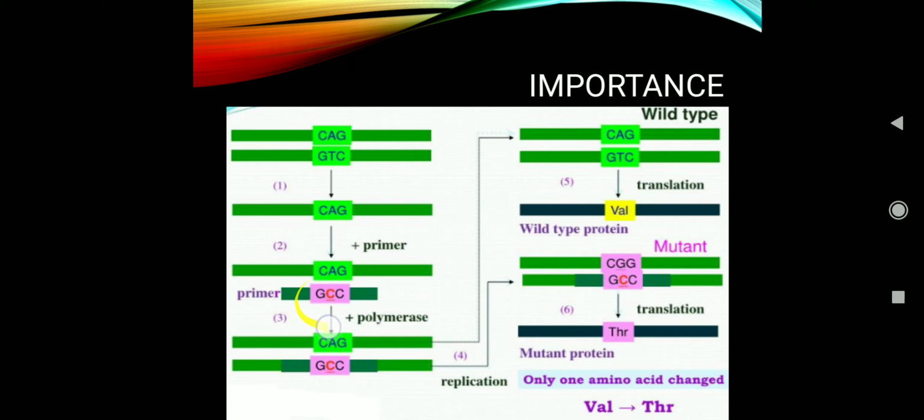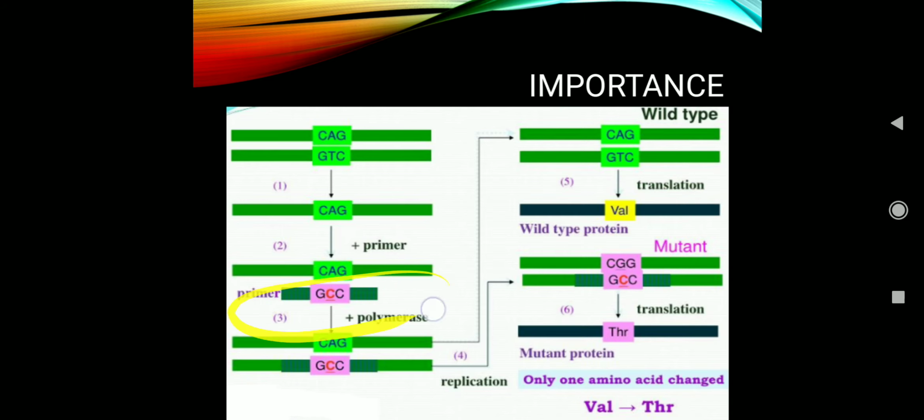So you can see instead of GTC, the primer here is GCC. So one nucleotide we have changed here. So when you do PCR, we get the product like this, CAG and GCC. So you can see here the wild type CAG and GTC was coding for an amino acid valine. After translation, it was coding for the amino acid valine. The wild type was coding for valine. CAG codes for valine or GTC codes for valine.